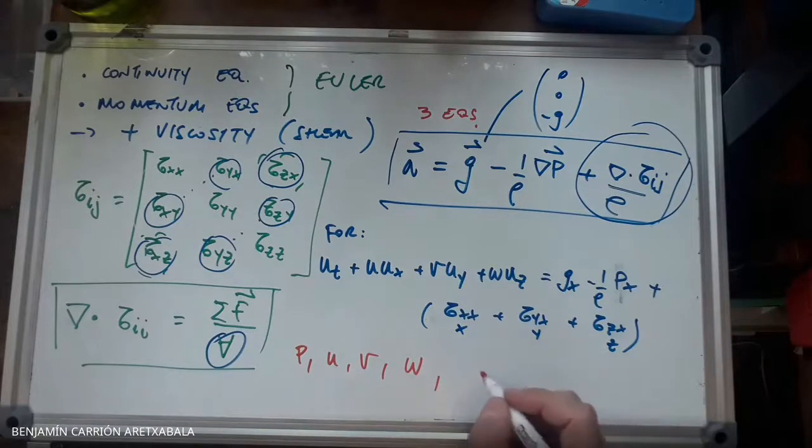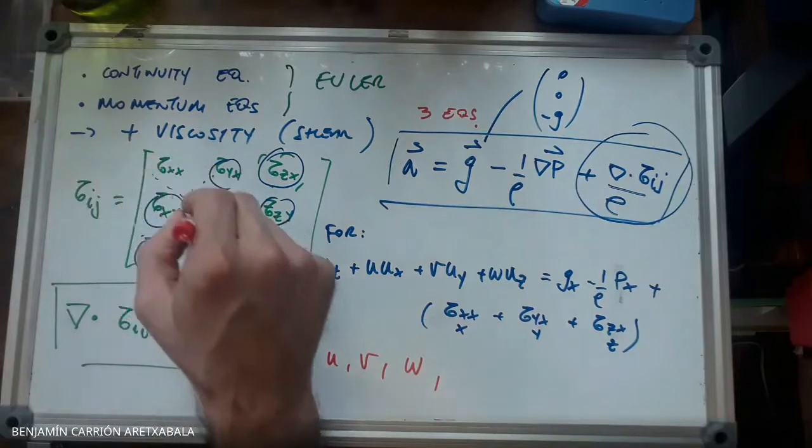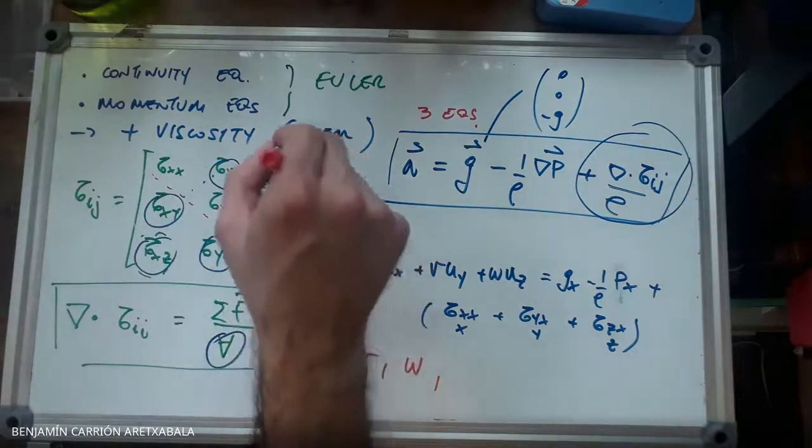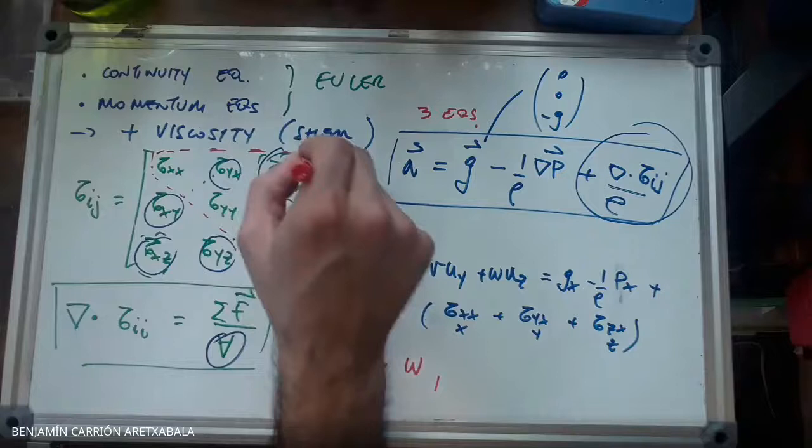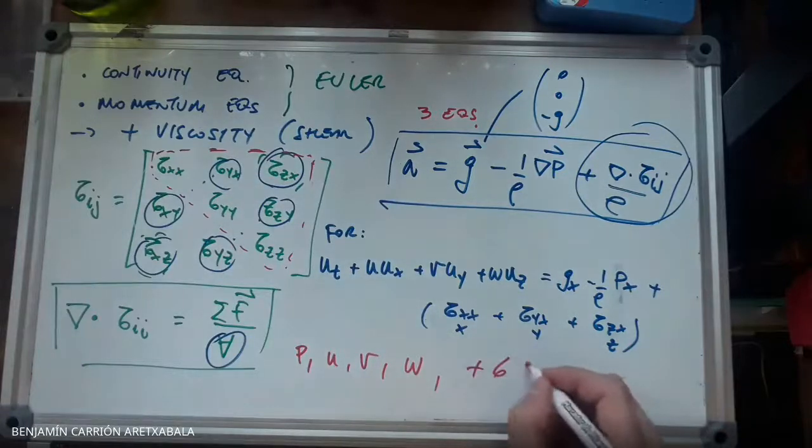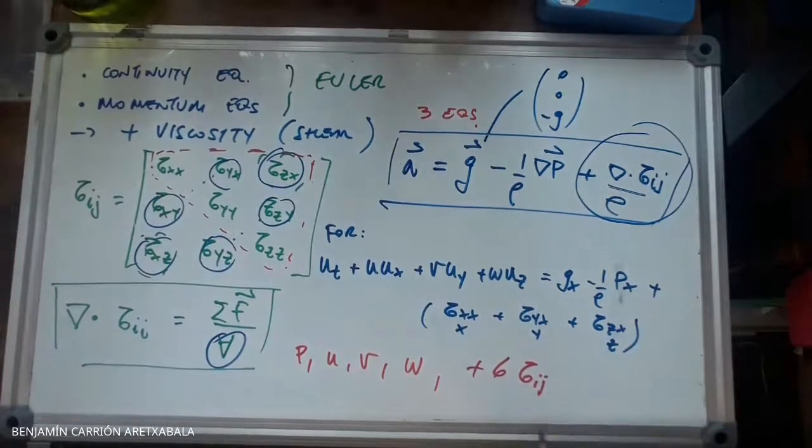And then you have 9 components of tau. But really, since this is symmetric, you have 6 components of tau. So you have 10 variables and you only have 4 equations. So this is an overdetermined system. You can't really solve this, so you can't use it for anything useful.